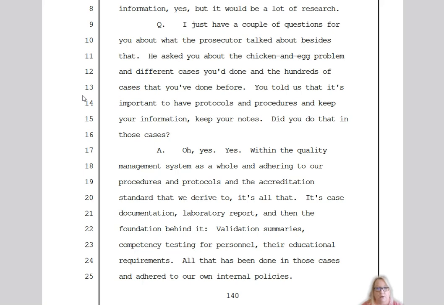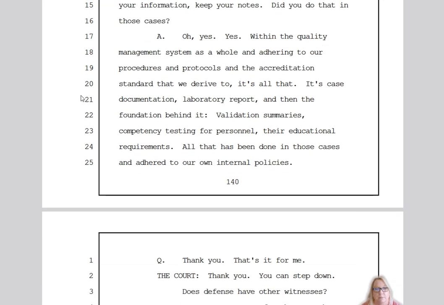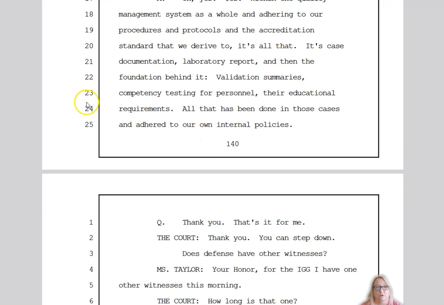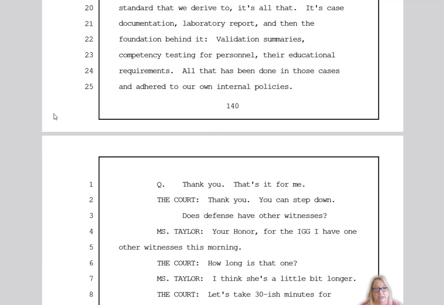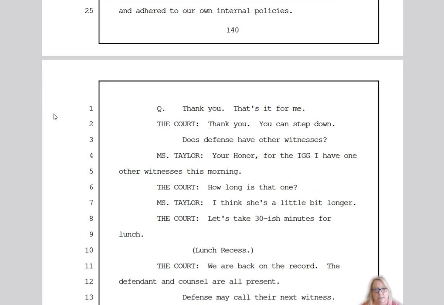She says, I just have a couple questions for you about what the prosecutor talked about besides that. He asked you about the chicken and egg problem in different cases you've done and the hundreds of cases you've done before. You told us it's important to have protocols and procedures and keep your information, keep your notes. Did you do that in those cases? Oh, yes, yes. Within the quality management system as a whole and adhering to our procedures and protocols and the accreditation standard that we adhere to. It's case documentation, laboratory report, and the foundation behind it. Validation summaries, competency testing for personnel, their educational requirements, all that has been done in those cases and adhered to in our own internal policies.